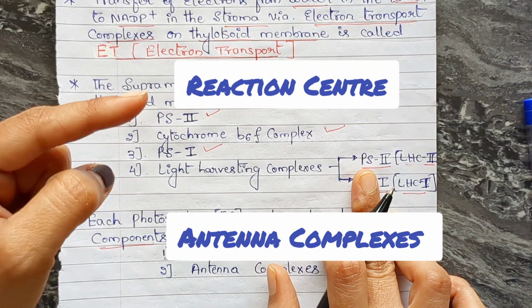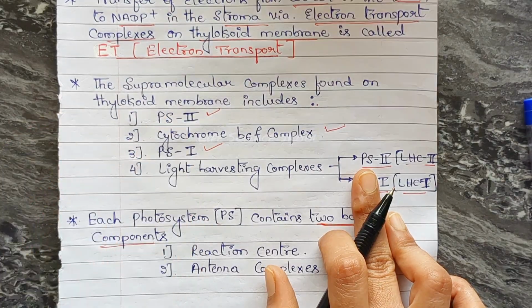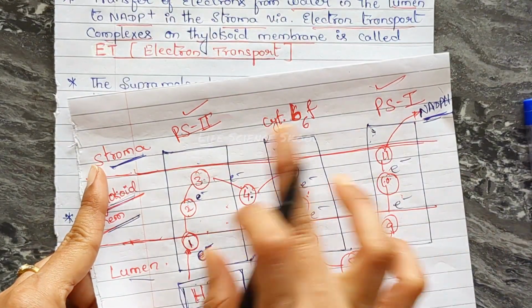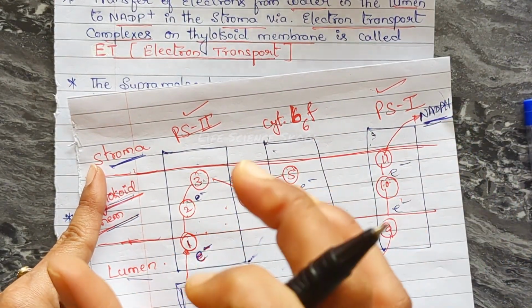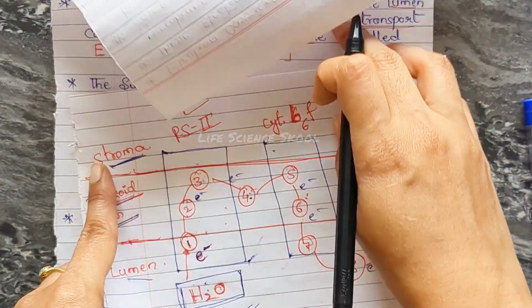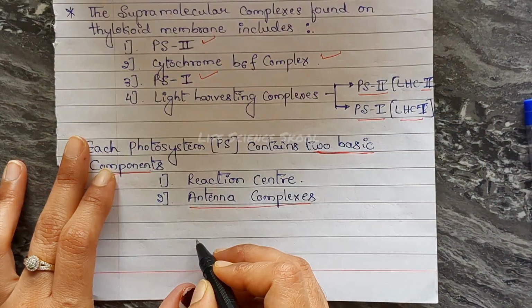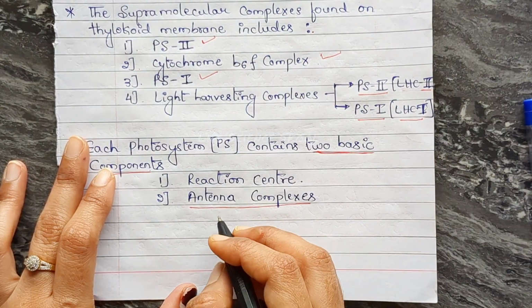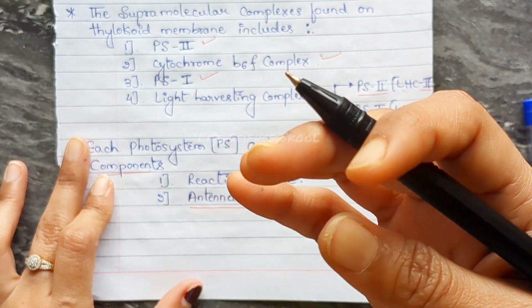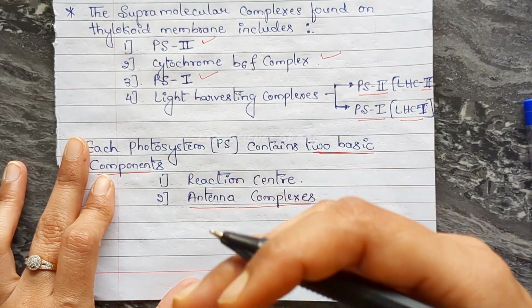First one, the reaction center. What is this reaction center? It contains a pair of special chlorophyll molecules in the core of the photosystems. So if you think of these two as the photosystems, in the core of each it contains a pair of special chlorophyll molecules, and that actually forms the reaction center. Second one, the antenna complexes. What are these antenna complexes? They contain antenna pigments. These pigments absorb radiant energy and transfer the excited energy to the reaction center found in the core of the photosystem by radiant energy transport.